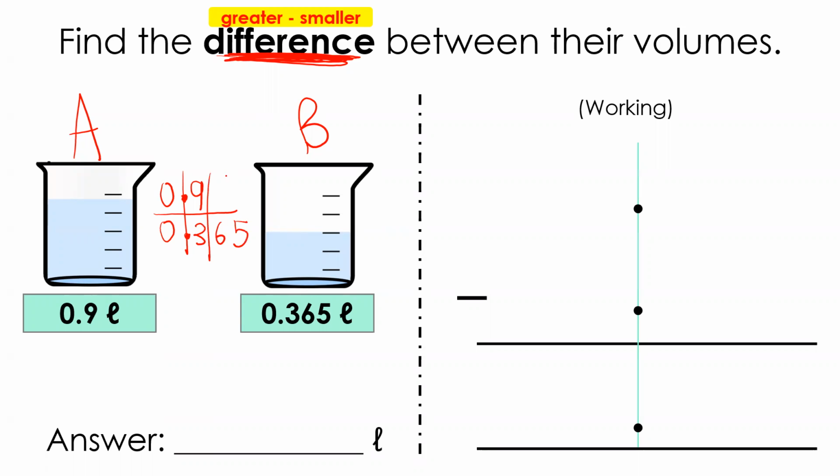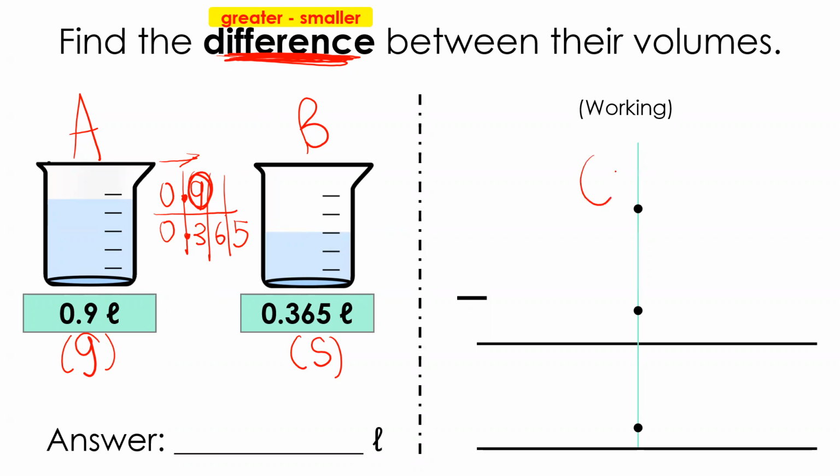Okay, remember your place values. Comparing, we always compare from left to right. So in this case, 9/10 is greater than 3/10. So this 9 would be greater, whereas the other one would be smaller. Okay, so now we know which is greater, which is smaller. Then let's move on to our subtraction working.